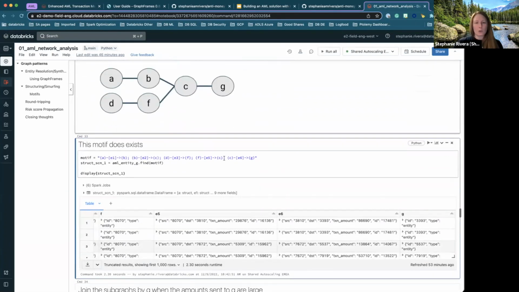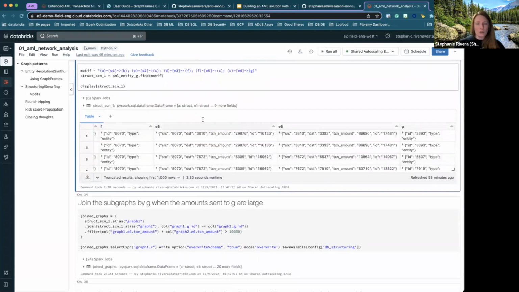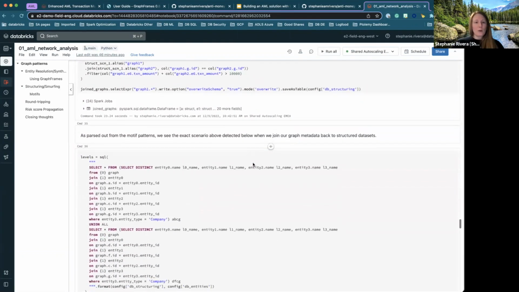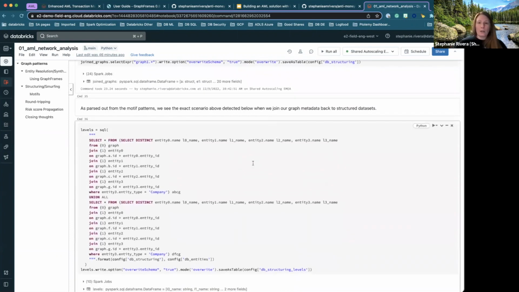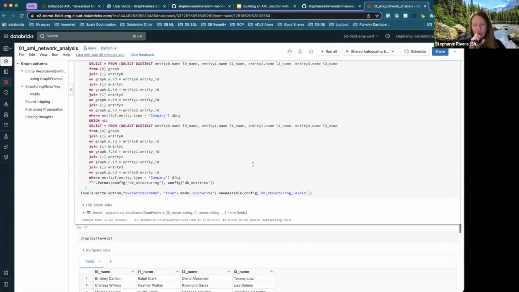And we're going to do that by joining our motifs. So we have our structure here. We know what that looks like. We're now going to join that where the final dollar amount between those in those last edges, if you put those together, is above that $10,000 threshold. So after creating that joined set of motifs into graphs, we can now kind of pull those out.